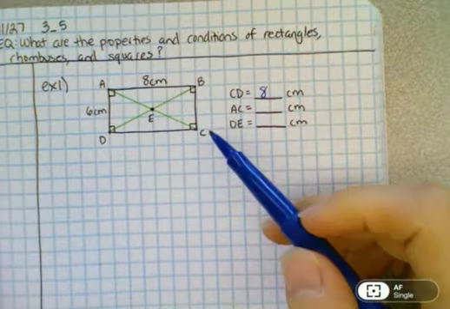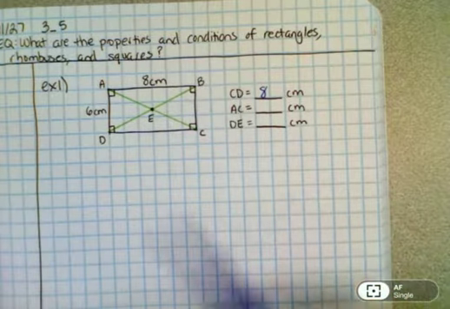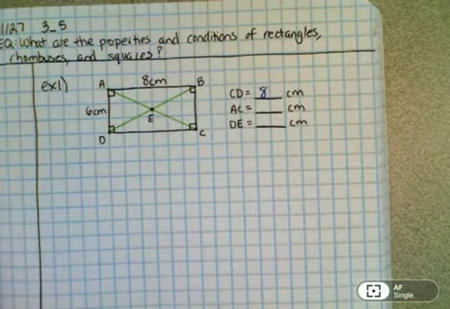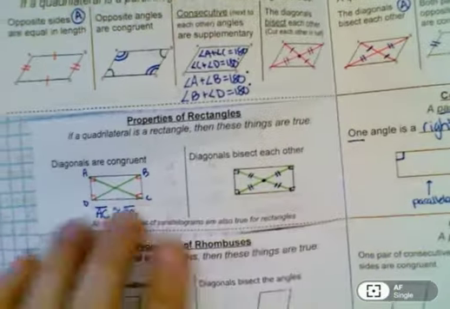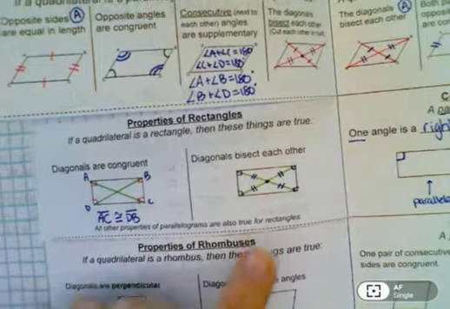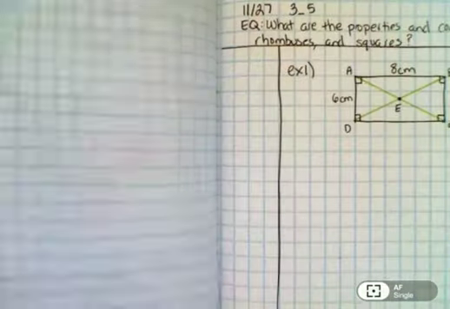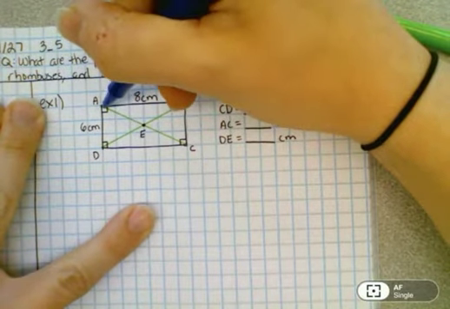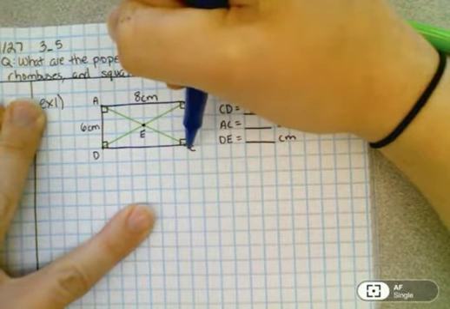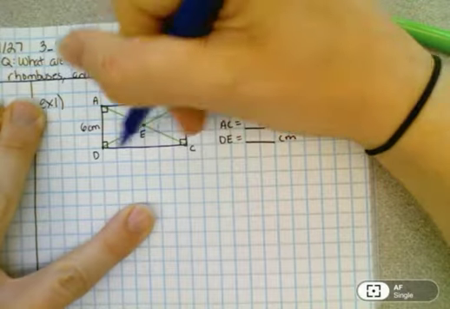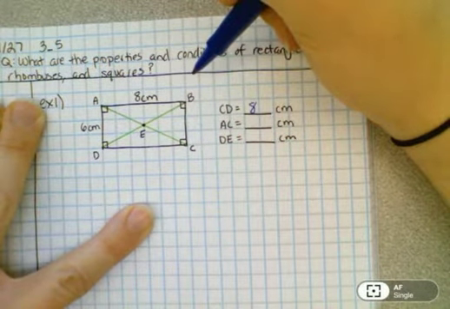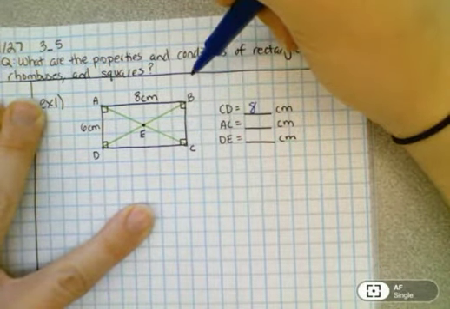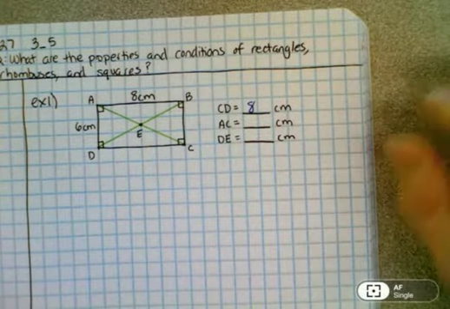Now for AC, that's a diagonal. And so I'm going to flip back to my little foldable and look for what are the properties of rectangles that are going to be useful here. And so there are 2. One is that the diagonals are congruent, and one is that they bisect each other. So here, I'm looking for this entire length of AC. That's a full diagonal. And so what I know here is that the diagonals are congruent. The problem is that's not so useful for me because I don't even know what one of them is.